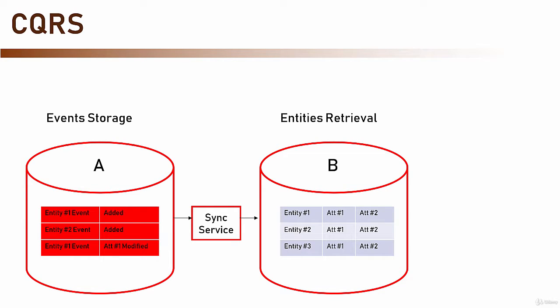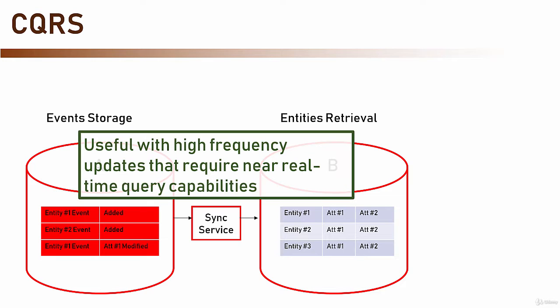So when is it best to use CQRS? Mainly on systems with high-frequency updates that require near real-time query capabilities. Think again of telemetry systems. These systems usually get a lot of data and need to handle it as quickly as possible. This is a great candidate for CQRS implementation. So that was a short glimpse of event sourcing and CQRS. You may never use these patterns, but it's always a good idea to keep them in mind.